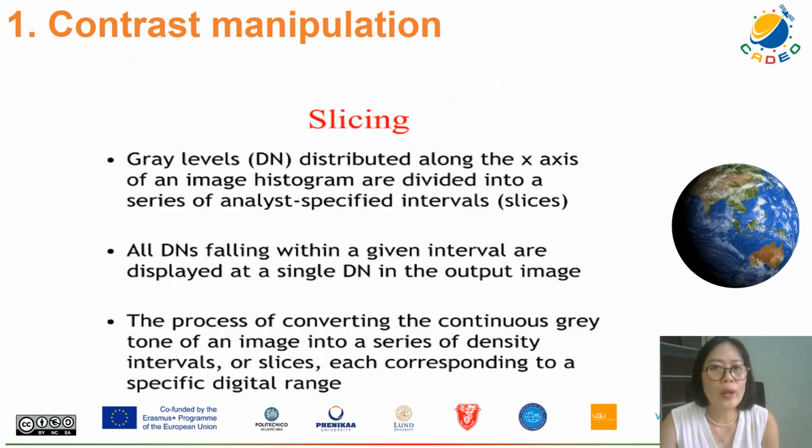The other contrast manipulation technique is the slicing technique. This technique is used to highlight a specific range of gray levels in a given image, in which the gray levels, or you can understand the digital numbers, distributed along the axis of an image histogram are divided into a series of analysis-specified intervals. And all digital numbers falling within a given interval are displayed as a single digital number in the output image. The process converts the continuous range of an image into a series of density intervals or slices, each corresponding to a specific digital range.